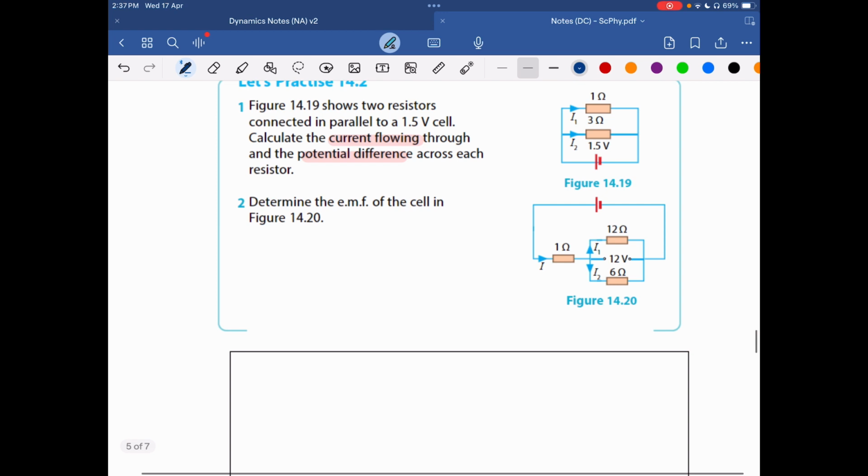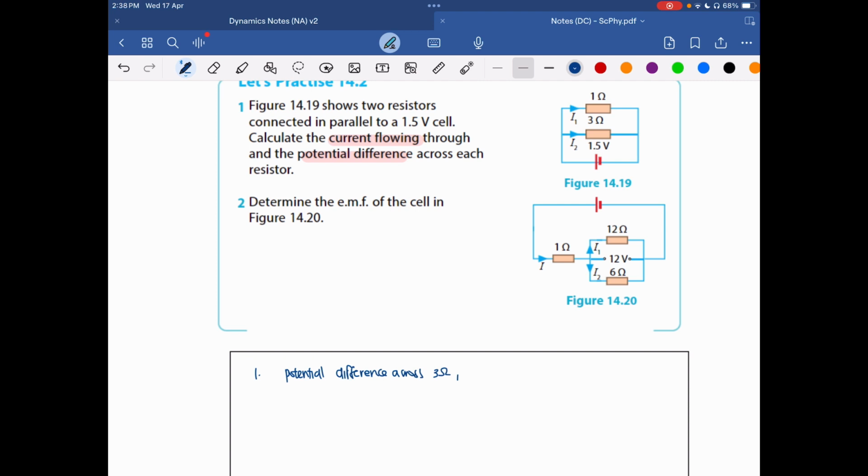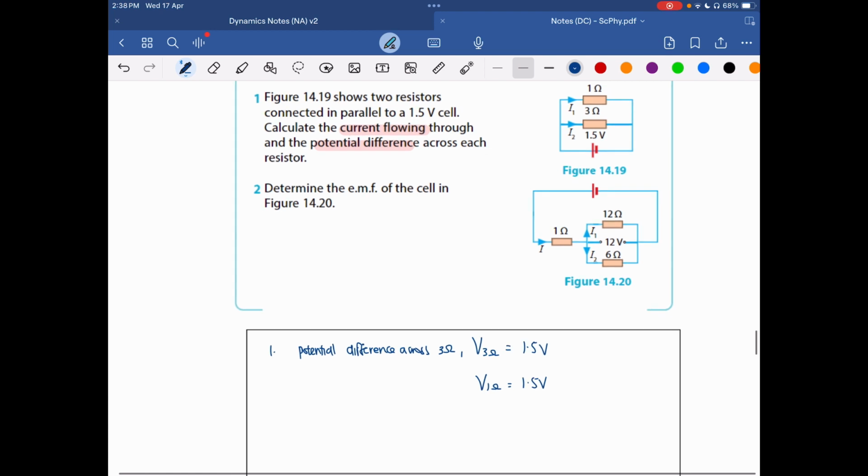Okay, since it's in parallel, so potential difference across the 3 ohm, right? Or you can just put a V subscript 3 ohm. That means the same thing. Plus 1.5 V of 1 ohm equals to 1.5 volt as well. Right? What do you think will be the current flowing through?